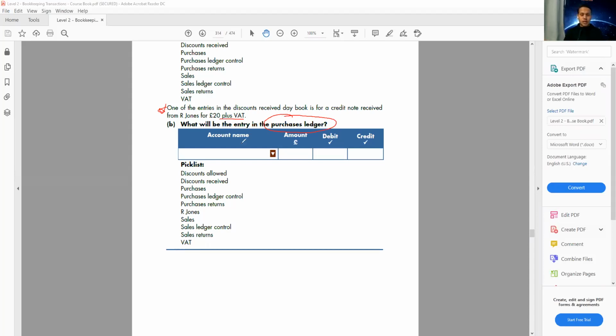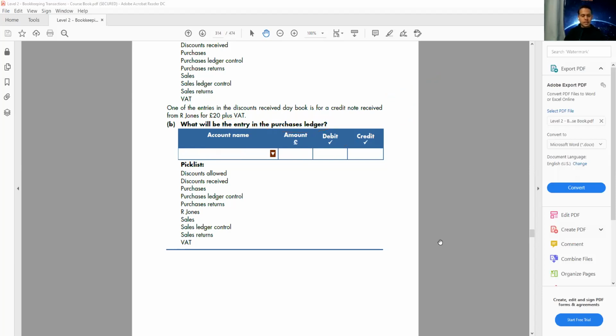And it's a purchase ledger, I'm going to write the name. So R. Jones, 20 plus VAT, isn't it? 20 plus 20% of the VAT, that is £4. So £24. So £24, I'm going to make it debit or credit because he's my supplier and he sent me the credit note. Now I'm going to make it debit because I'm not going to pay you this £24 because I'm going to get the discount for that. Debit. Very well done, Banu.